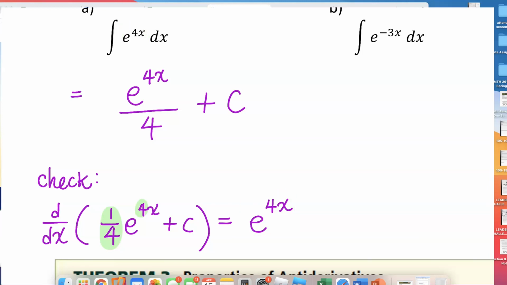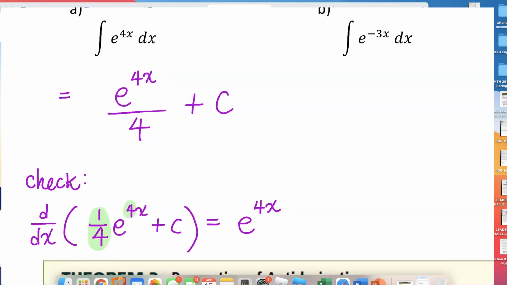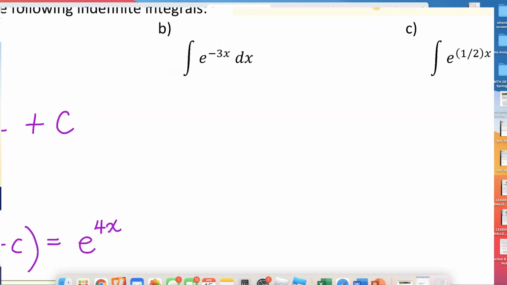So it's super easy. You write that term. You don't go up on the exponent like the power rule. For these exponential functions with base e, you just write the function and divide by the coefficient of the exponent. So for the next one right here, this is equal to e to the negative 3x power divided by what number? Negative 3. And that's it, and we need to put the plus c.